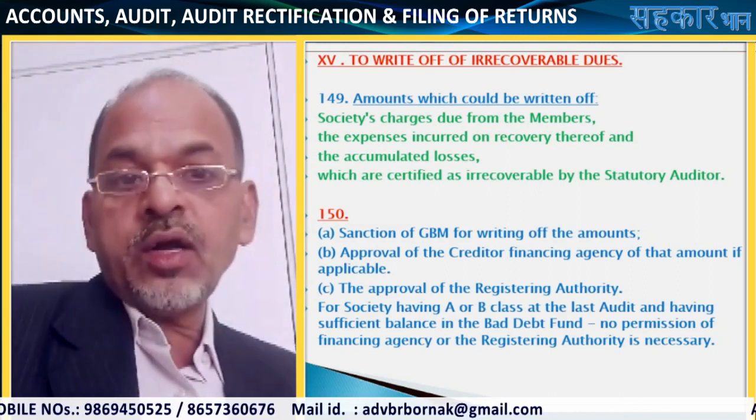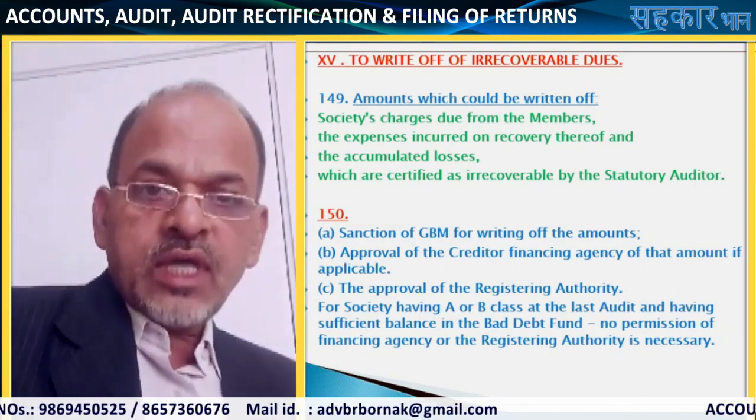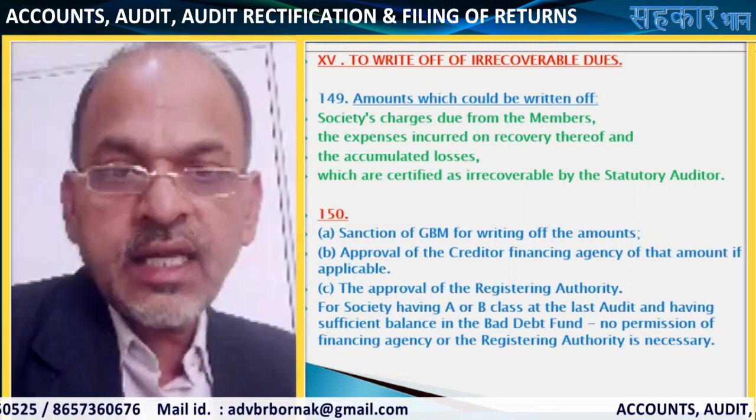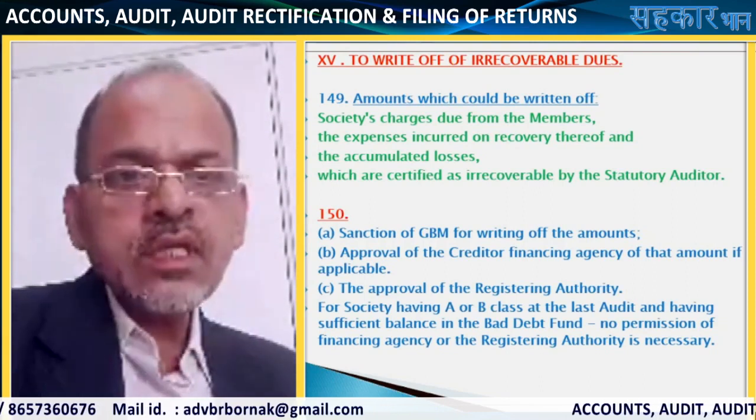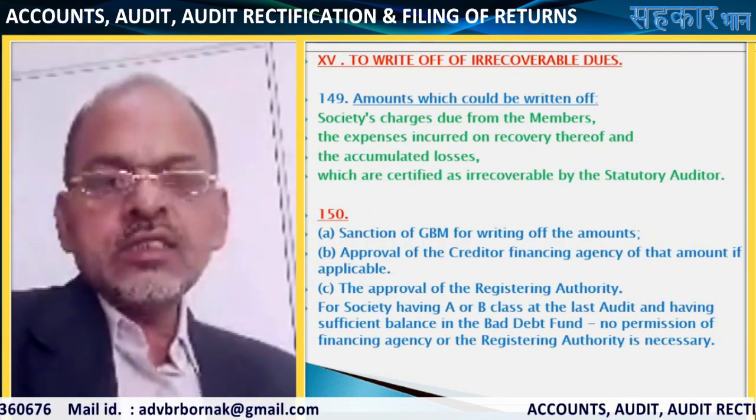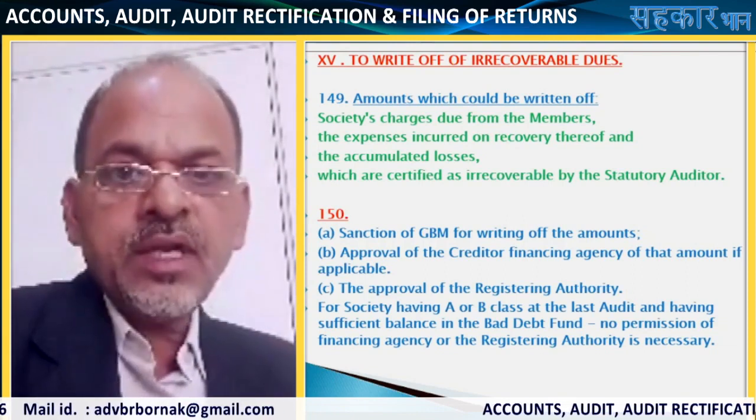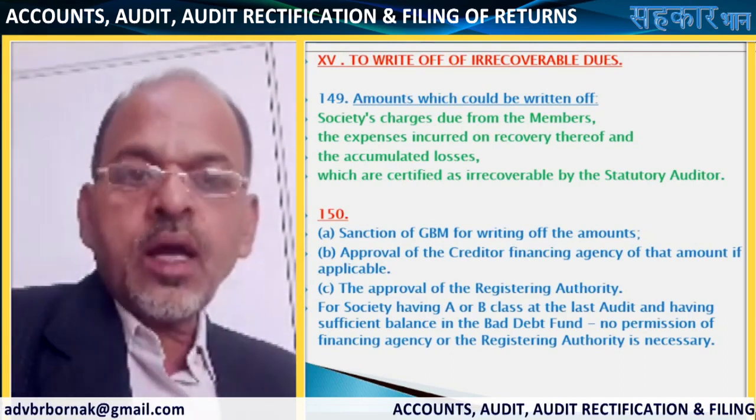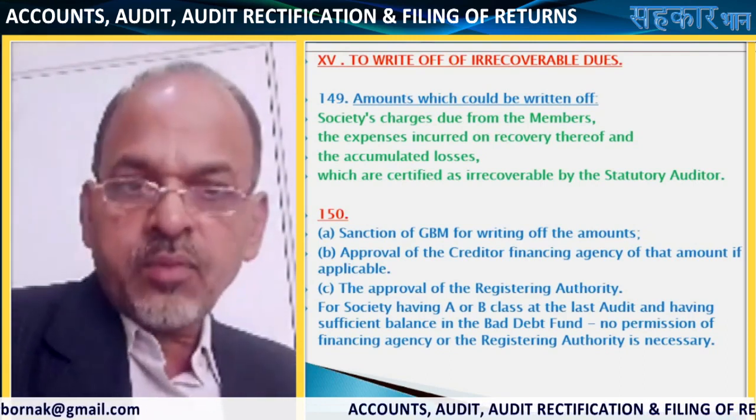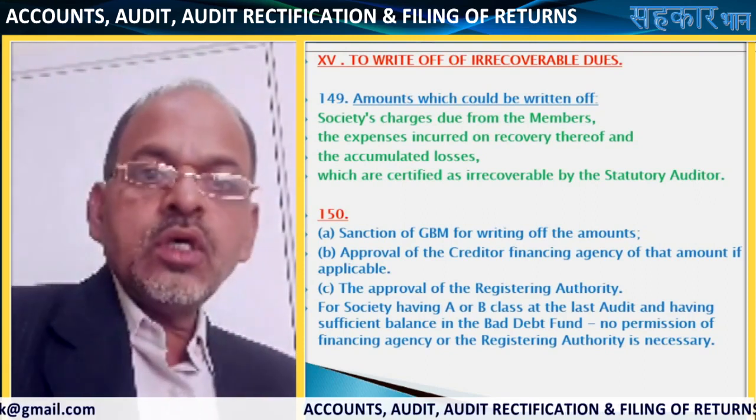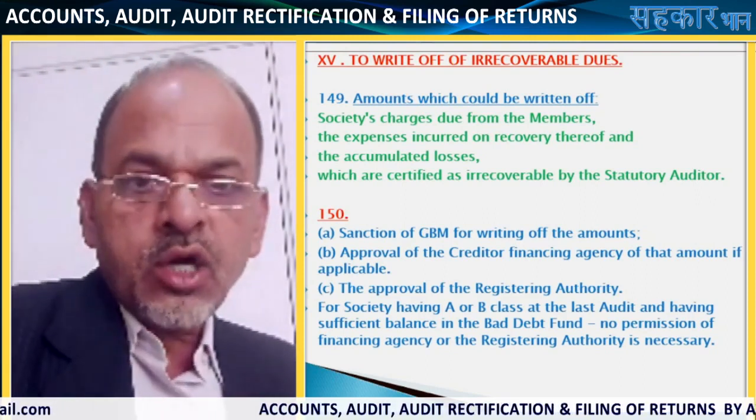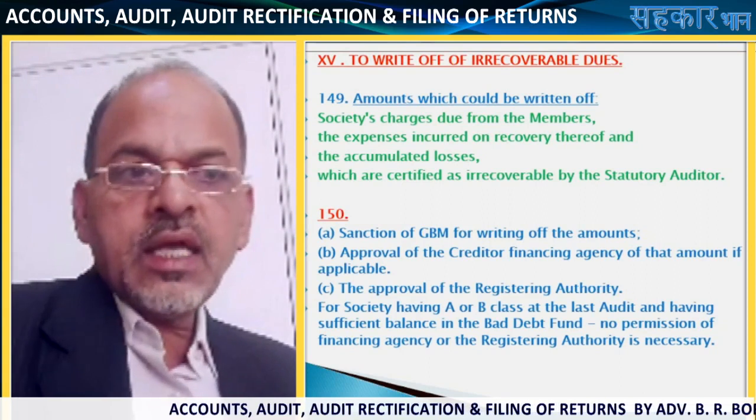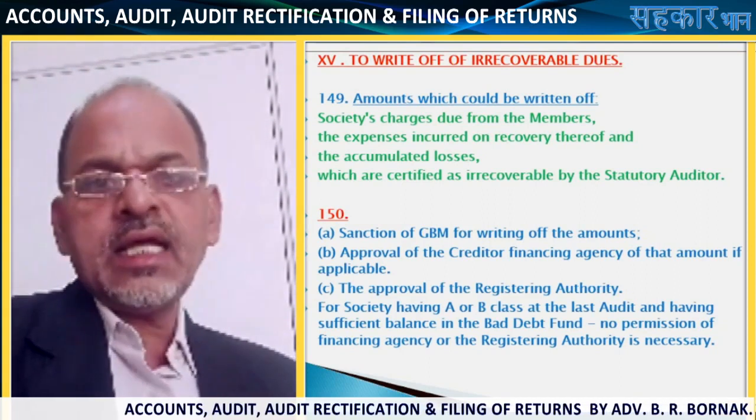This further step is given in bylaw number 150. Once it is certified by the statutory auditor of the society that these dues are irrecoverable, then the required proposal is put before the annual general body meeting, and in that annual general body meeting, sanction or approval is taken from the members to write off these irrecoverable dues as certified by the statutory auditor.